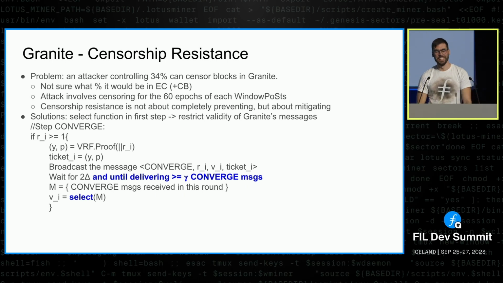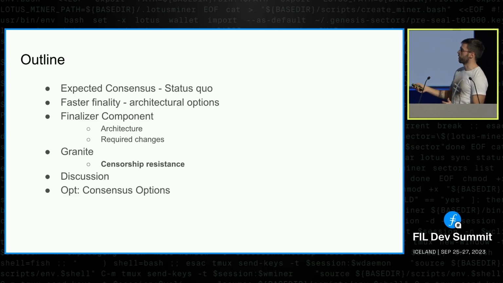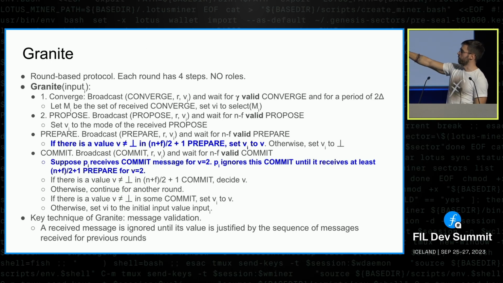Okay, yeah. So before Singapore, we did not have what is in blue. So we just waited for 2 delta, and then in the converge step, so in the first step of the Granite protocol, we just waited for 2 delta locally, and then we selected one of the values out of all the values we might have received during this 2 delta, which might have been nothing, which meant that in the context of message validation, for the proposed step, everything will be valid, because we have no idea what anybody could have received during the converge step, during the first step.